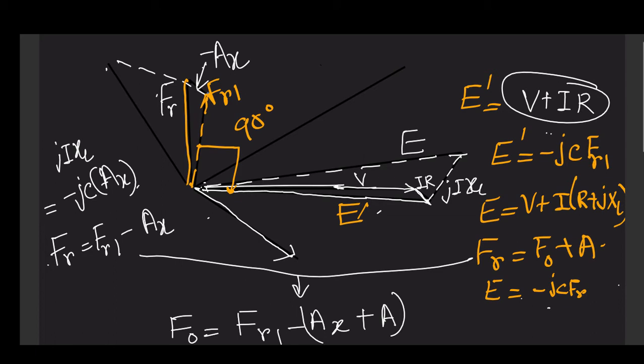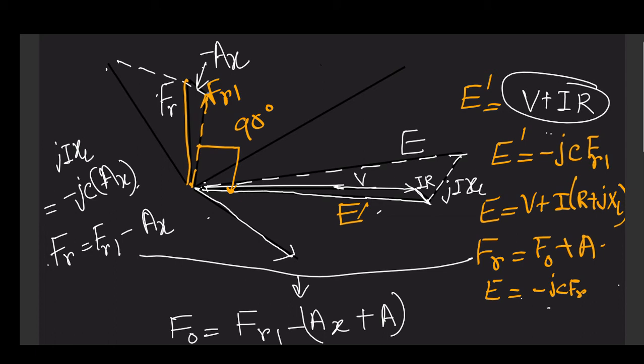FR is the total amount of MMF being received by your stator winding. However, it fails to utilize the X amount. The rest it gets is FR1.